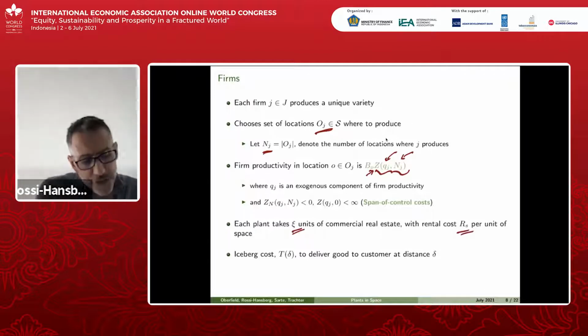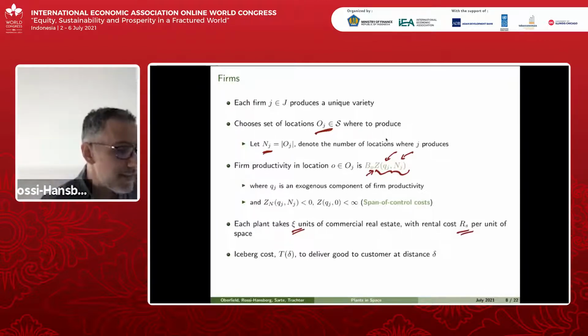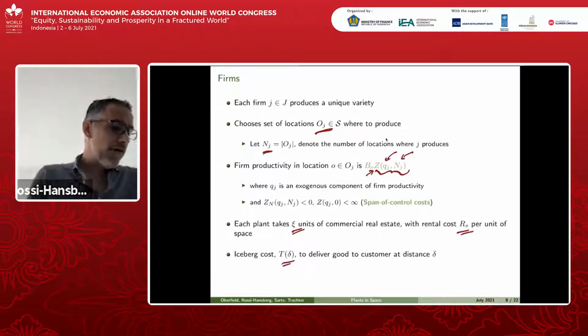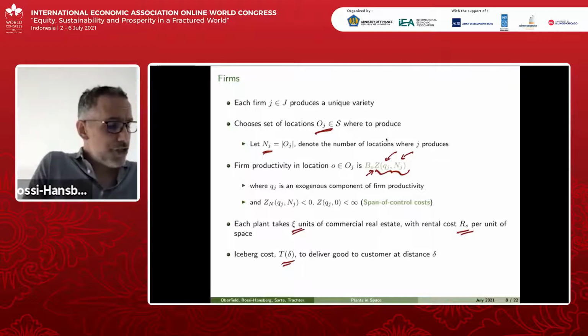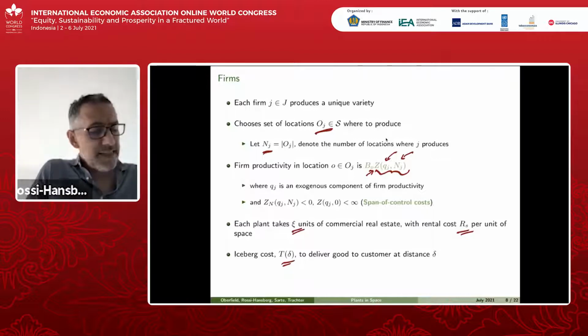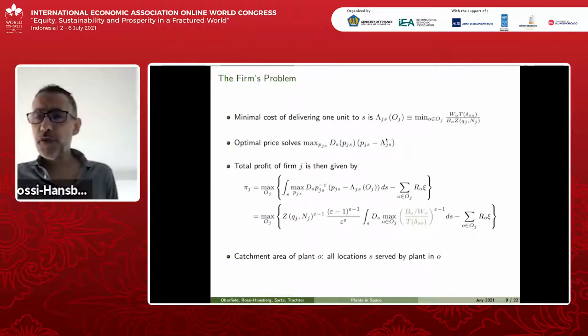And then you need to reach consumers, and that's going to depend on distance according to some iceberg trade costs, or iceberg cost of transport costs of reaching your customers, that depends on the distance to them, delta. Okay, so that's really the setup of the problem. Okay, so that's the setup.